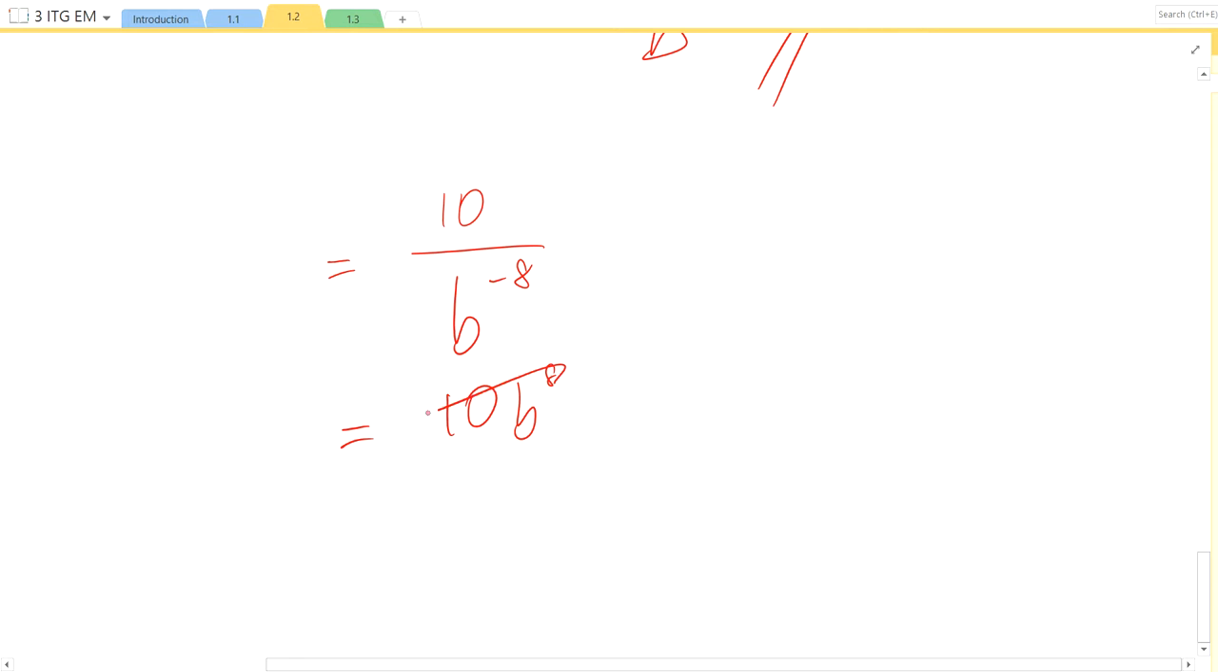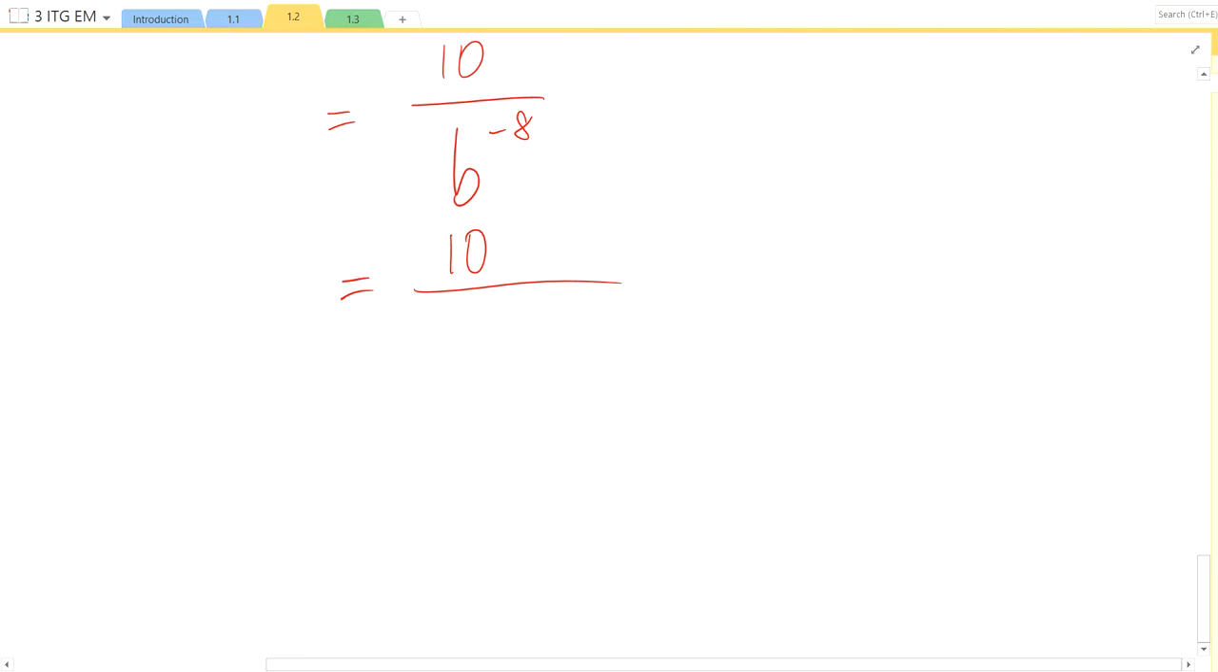Okay. Let's do it step by step. I've got my numerator as 10. I've got my denominator as b power negative 8, right? What exactly is b power negative 8? It is 1 over b power 8.